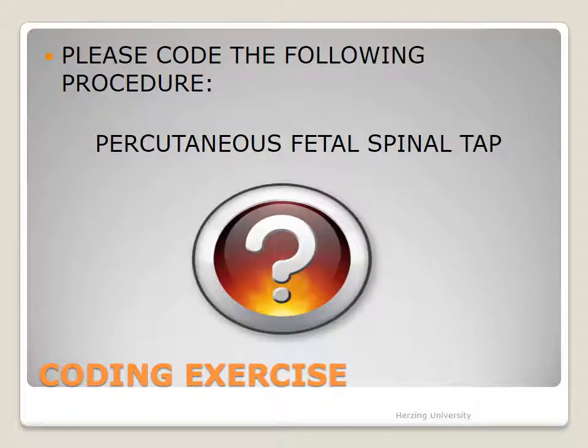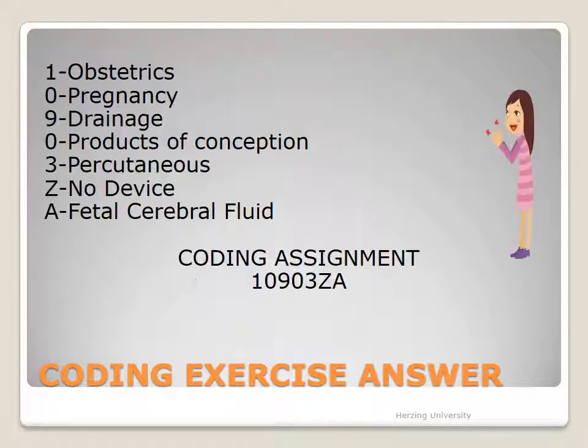Okay, let's code the following procedure: percutaneous fetal spinal tap. So, the correct answer would be 10903ZA. 1. Obstetrics. 0. Pregnancy. 9. Drainage. 0. Products of conception. 3. Percutaneous. Z. No device. A. Fetal cerebrospinal fluid. Hope you are all able to code that correctly.